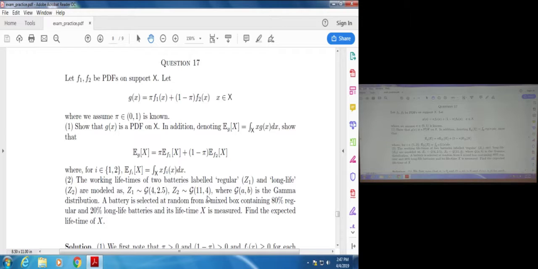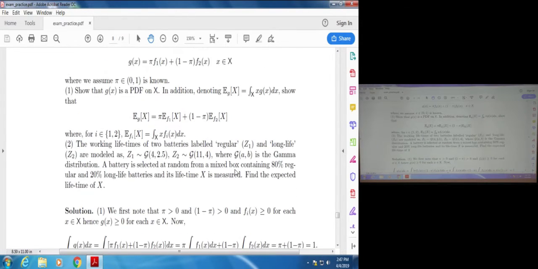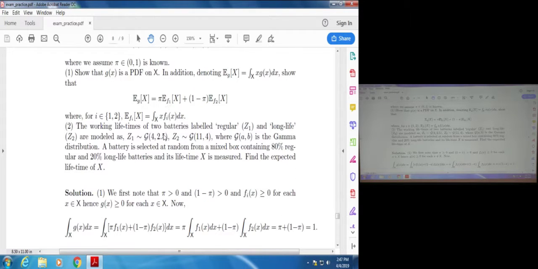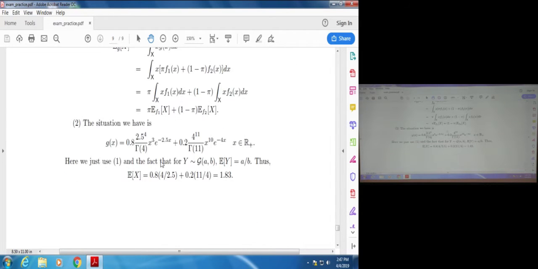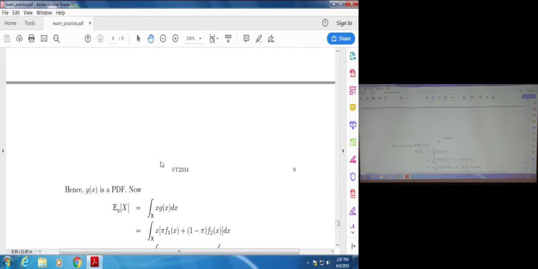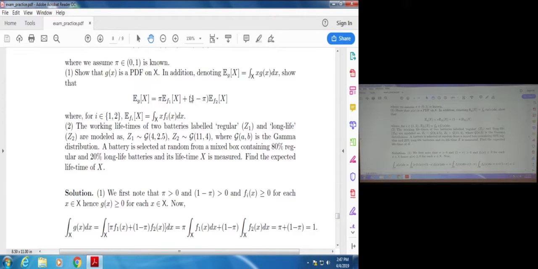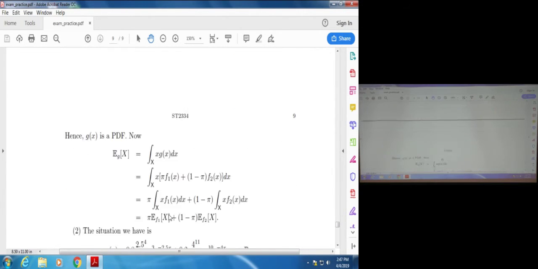So to find the expectation, we just use this formula. The key point is that you would be told that in this particular year for this course, the expectation of this is 4 over 2.5, and the expectation of this is 11 over 4. So the expectation of g is just equal to 0.8 times 4 over 2.5 plus 0.2 times 11 over 4. Oh sorry, I forgot to tell you, I haven't solved this question yet, I'll solve this afterwards. Okay, that's the solution.